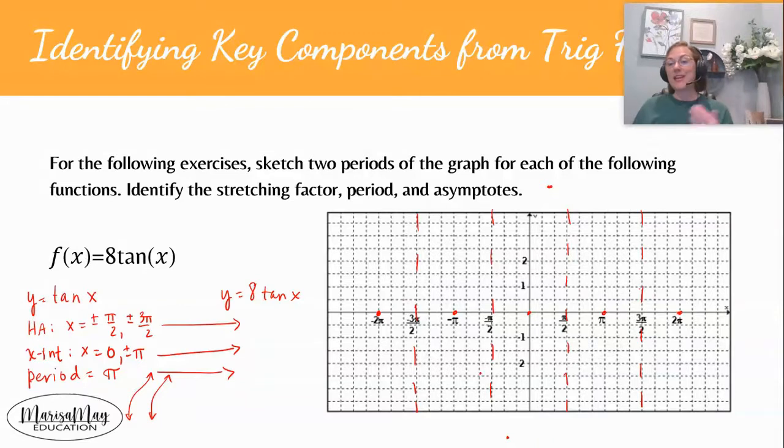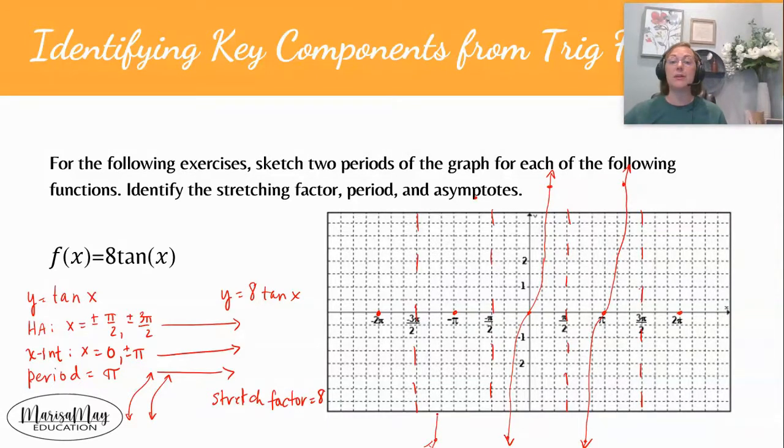That's because 8 is my stretching factor. So I am multiplying the y values on the normal tangent graph by 8. So my graph is going to look the same, but they're going to be very stretched out. And again, they look like S curves in between the asymptotes, but these are super stretched because we have multiplied them by a factor of 8.